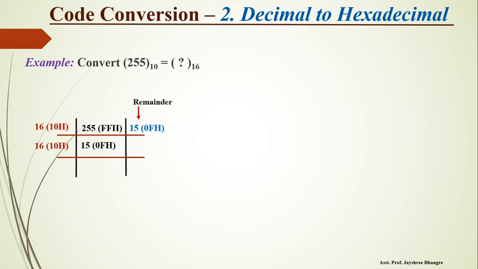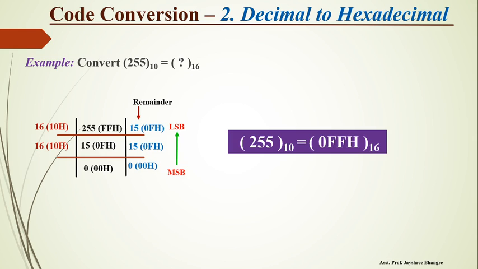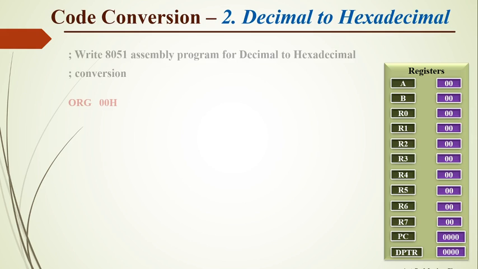As the quotient is not 0, we are again dividing this quotient by 16. So we get the quotient 0 and remainder 15, that is 0FH. After collecting the remainders from bottom to top, we get the result: 255 in decimal is equal to 0FFH in hexadecimal.